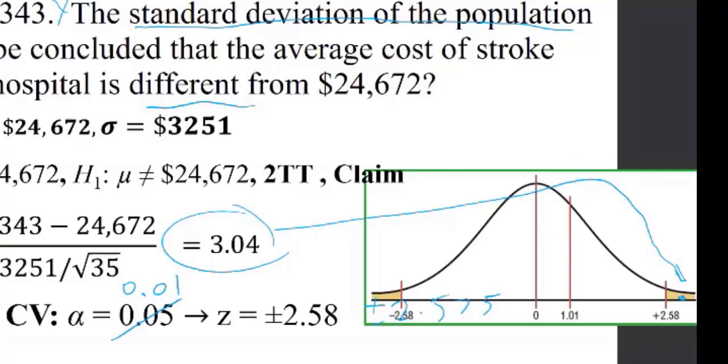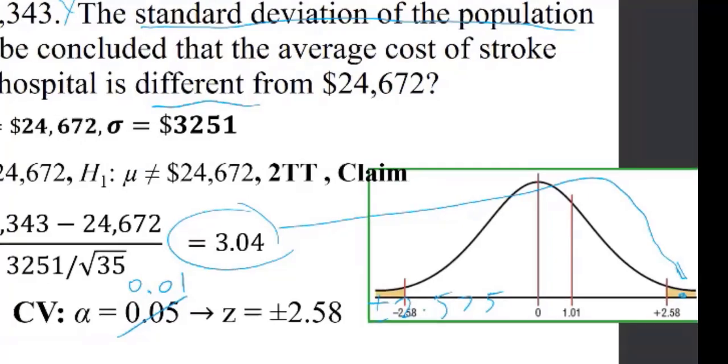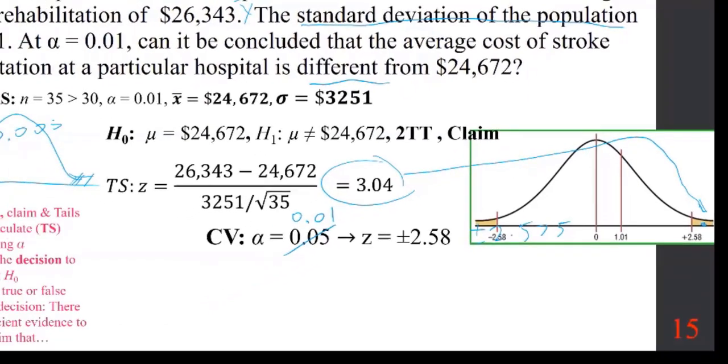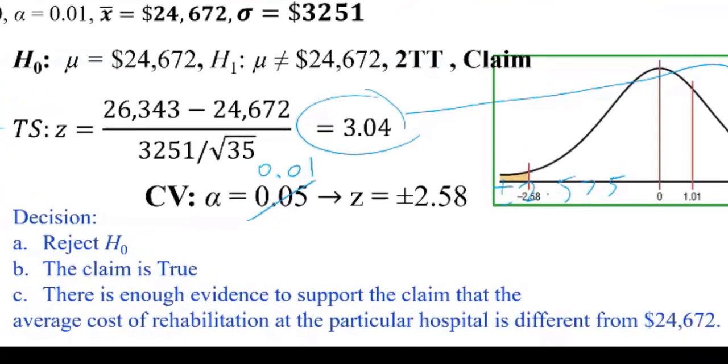Therefore, reject H0. So if you're rejecting H0, that means you're accepting H1. That means we are accepting the claim. That means the claim is true. So there is sufficient evidence to support the claim, and then we do the writing. So reject H0. The claim becomes true as a result. There is sufficient evidence to support the claim that the average cost of rehabilitation at the particular hospital is different from $24,672. It doesn't say anything about being more or less, it's just different. Needless to say, because this test statistic is larger, probably you could have tested mu is larger than that.